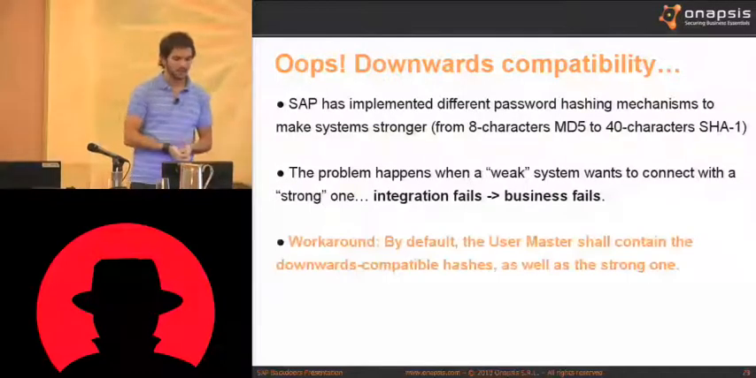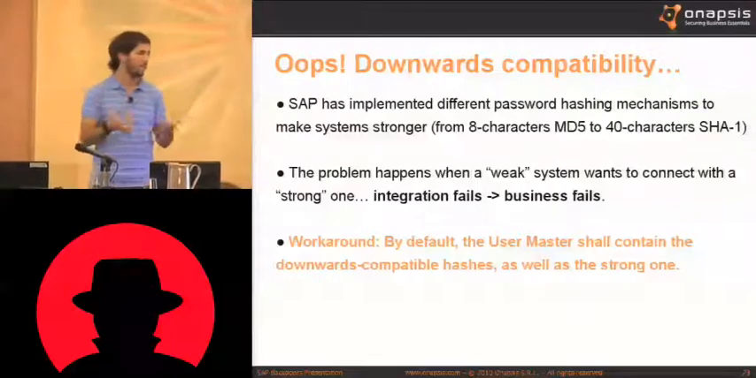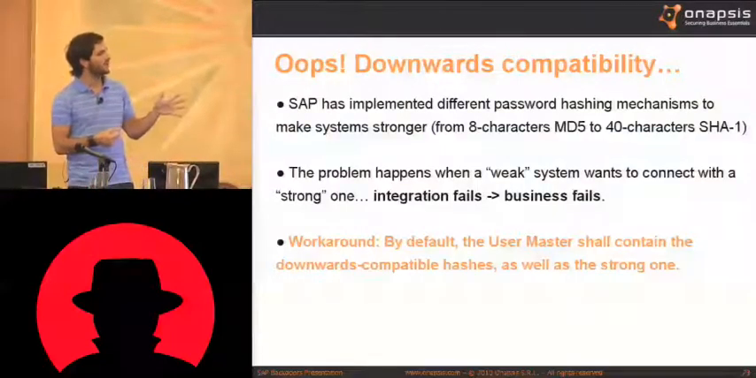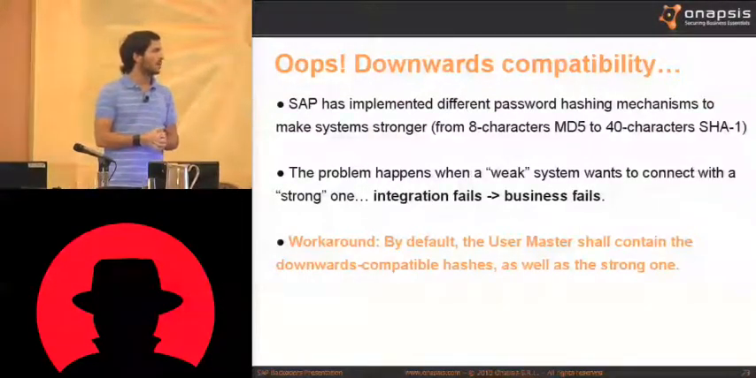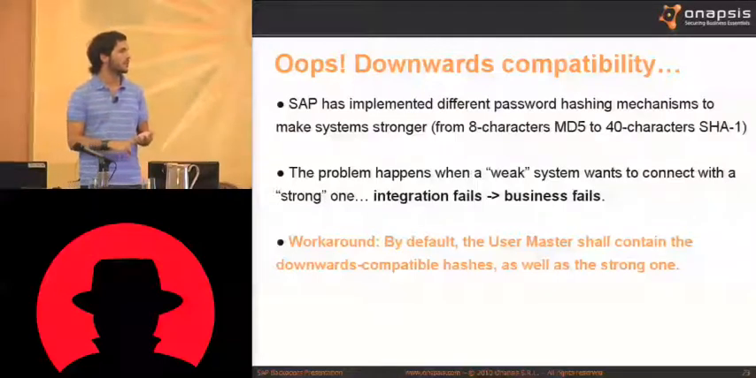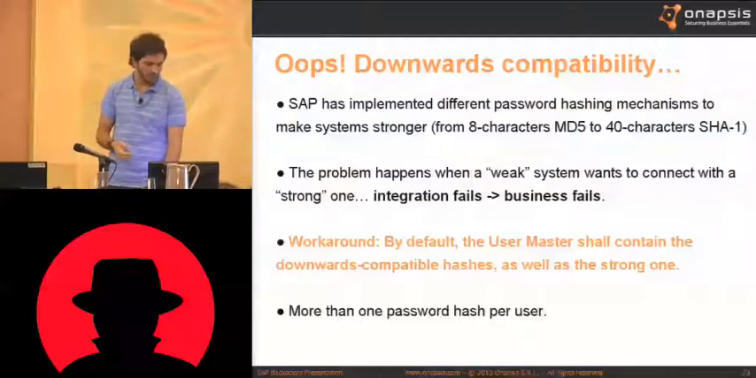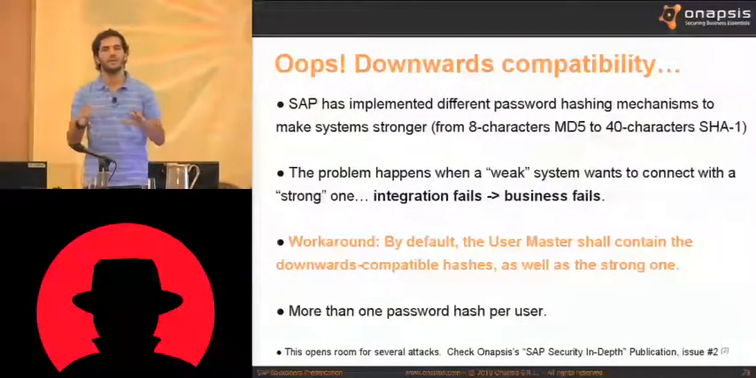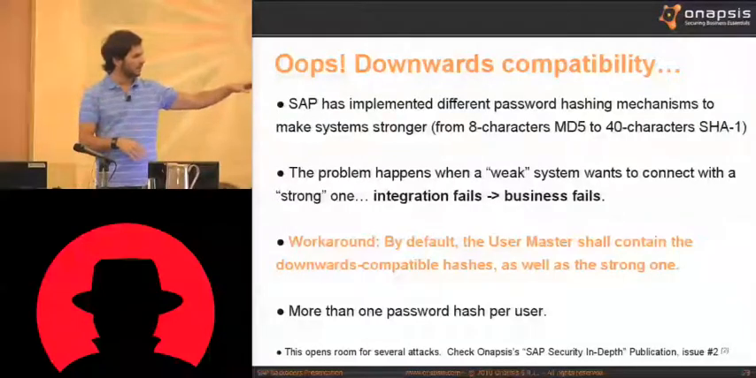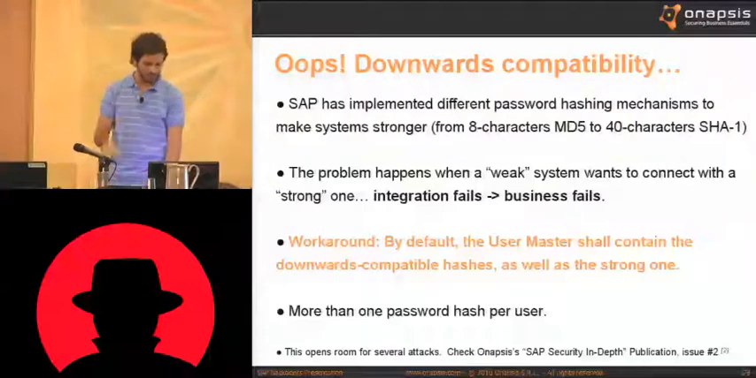So what SAP did, the workaround to keep the business running, is that the user master, the record for each user in the database, will contain the downwards compatible hashes as well as the strong one. Okay? So this means that there is more than one password hash per user. This by itself introduces some different attacks that you can check in a publication that I did about this. You can download it for free from our website. But that's a different story.